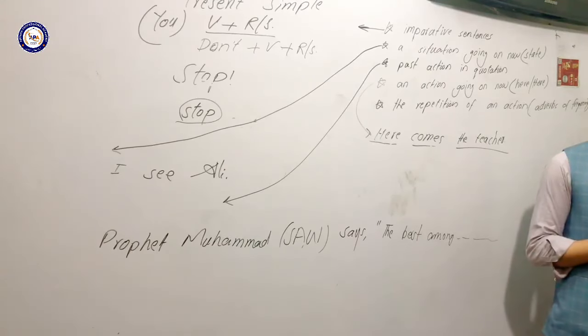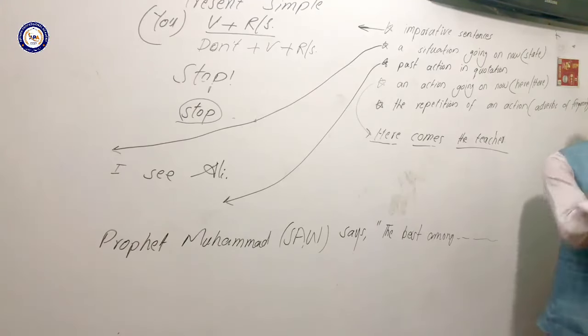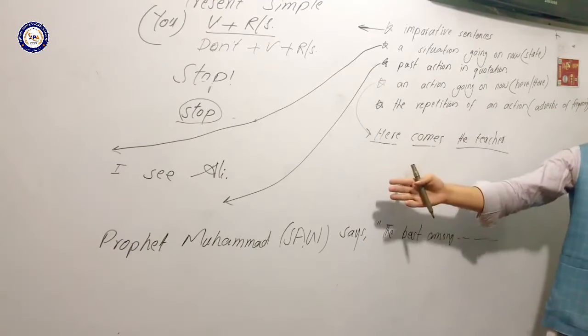So as we use adverbs of time in present continuous tense, for example, "He is coming tomorrow." Got it? So we use "tomorrow" there, but here we use "here" or "there" for a place. It is an adverb of place, not an adverb of time.